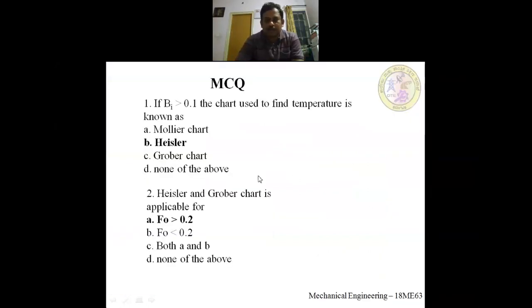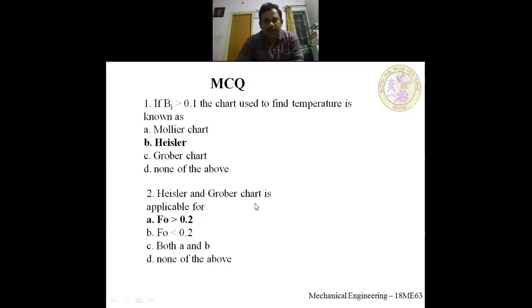Just two MCQ questions have been given here. If Biot number is greater than 0.1, the chart used to find the temperature is known as: Mollier chart, Heisler chart, Grober chart, none of the above. It is Heisler chart. Heisler chart is used to find the temperature. Mollier chart is an HS diagram which is used to find the properties of a pure substance. Grober chart gives you the heat transfer. So the answer is B, Heisler chart.